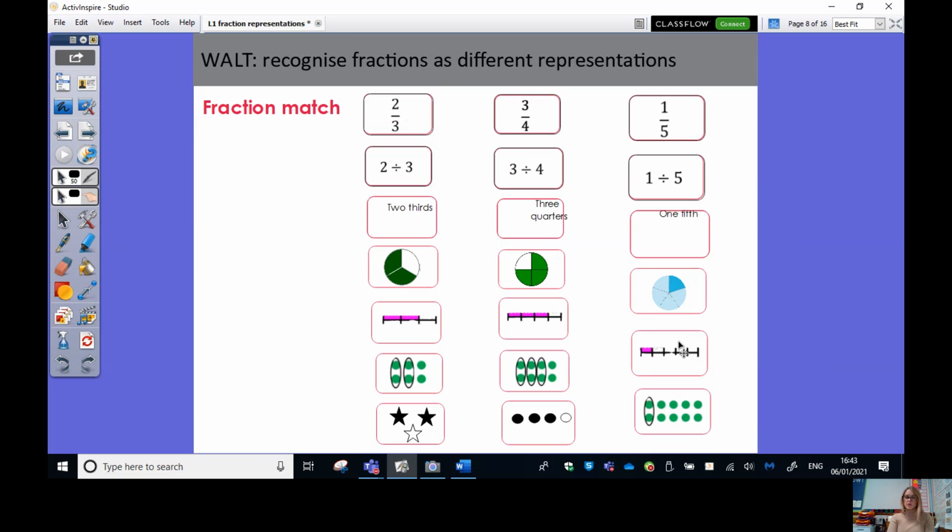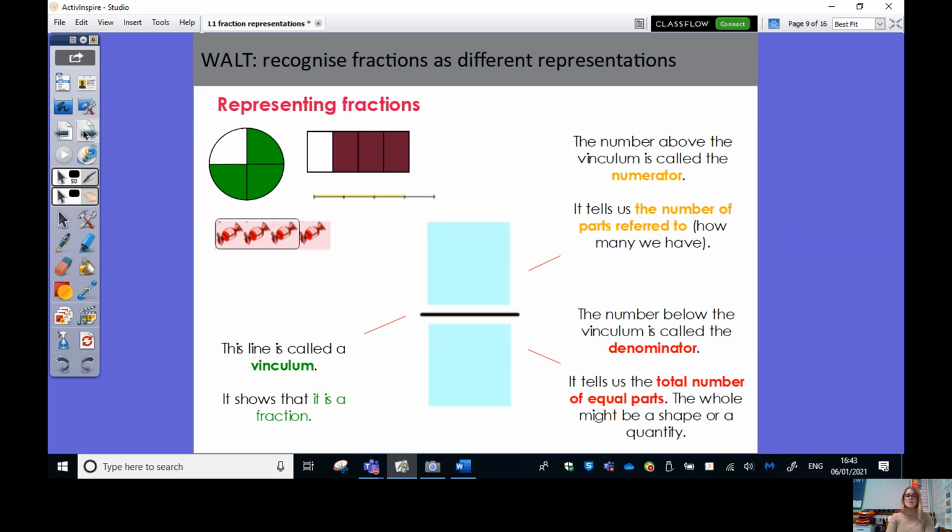So for example, I have 1, 2, 3, 4, 5 equal parts and 1 is shaded. Okay, I have 3 shapes and 2 are shaded to show 2/3. Hopefully you managed to get most of those correct. So well done if you did.